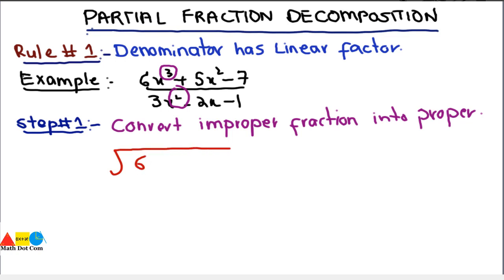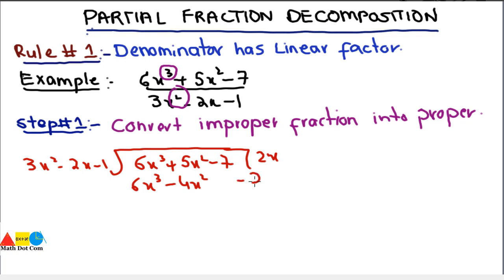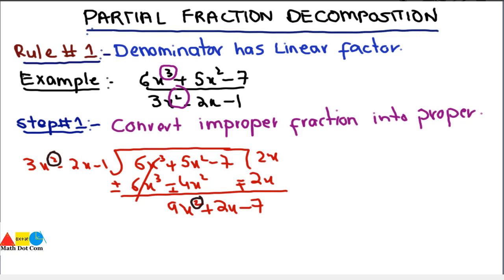I'll write it as 6x cubed plus 5x square minus 7 divided by 3x square minus 2x minus 1. First I will multiply the divisor with 2x so that we can have 6x cubed here. Then we have minus 2x into 2x is minus 4x square. Then minus 1 into 2x is minus 2x. I'll write it here as there is no matching term with it. So I'll simplify it like this. It will be 9x square plus 2x minus 7. It is currently still in the improper form, because the power here and here is the same, so we have to reduce it further.